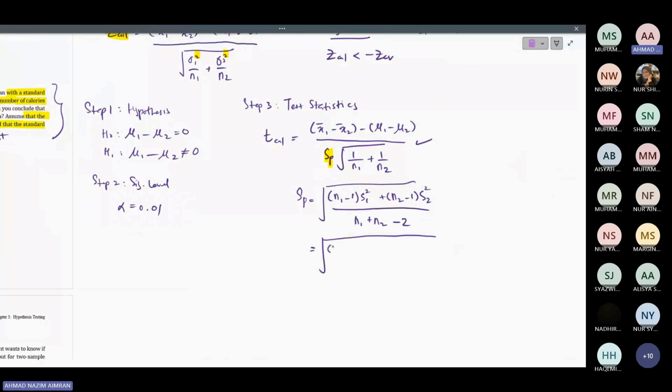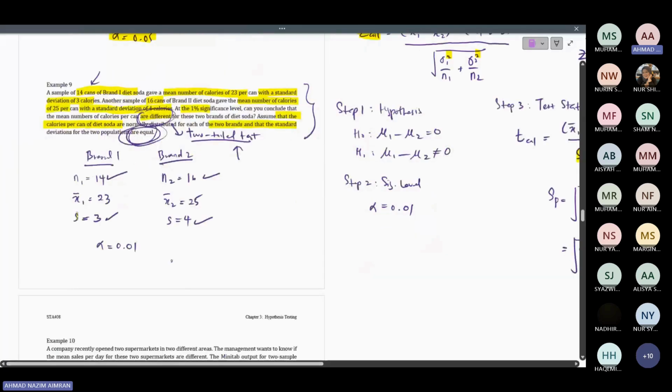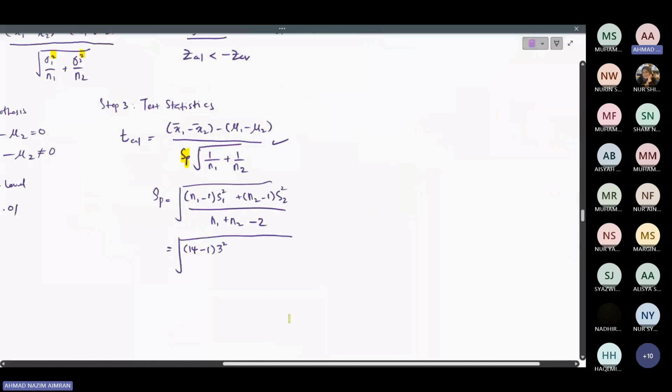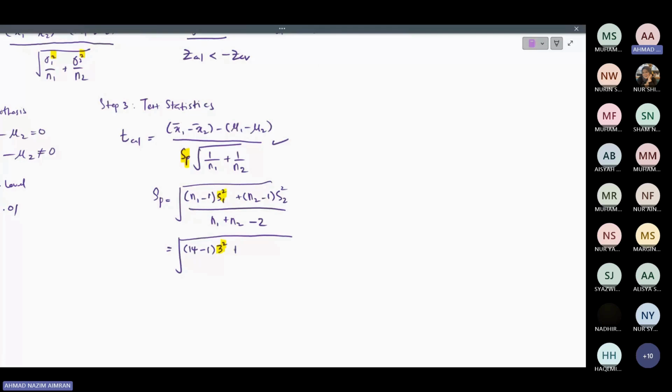So this one is 14 minus 1 times 3 squared, because in the question, this value is the standard deviation, but in the formula, we need to use the variance. Okay, so you need to square the value. And for sample number 2, it is 16 minus 1 times 4 squared, over 14 plus 16 minus 2.